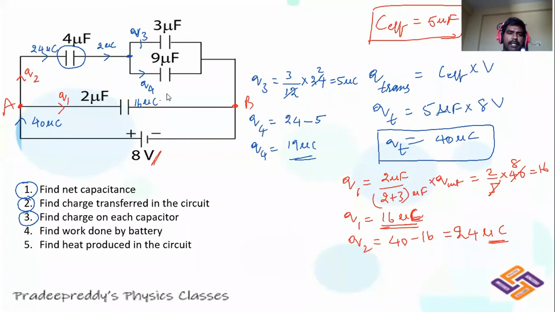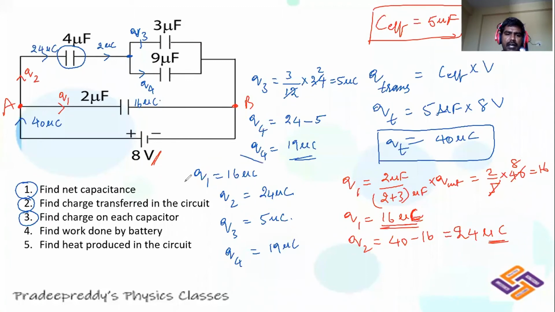So the charge on each capacitor has been calculated. How much is it? Q1 is equal to 16 microcoulomb. Q2, that is the charge on the 4 microfarad, is equal to 24 microcoulomb, and the charge on the 3 microfarad is 5 microcoulomb, and the charge on the fourth one is equal to 19 microcoulomb. These are the charges accommodated on the individual capacitors.